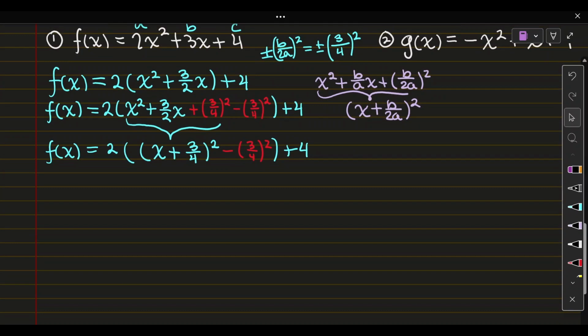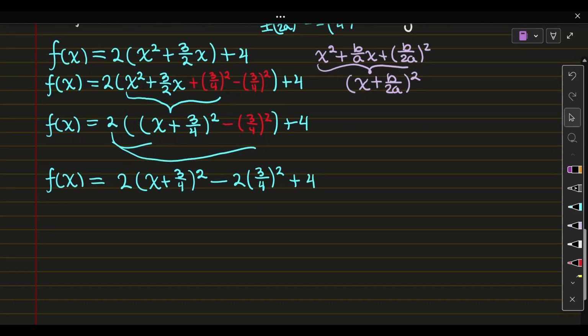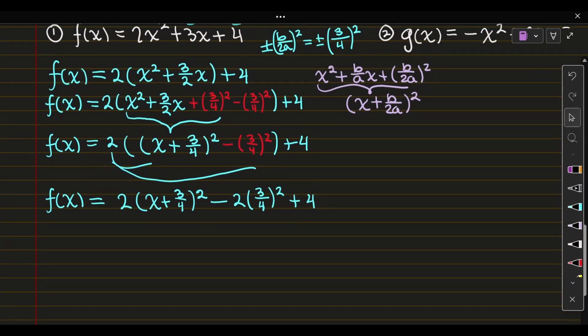So continuing here, I'm going to go ahead now and distribute this 2 to each of these. So I'll have f of x is equal to 2 times x plus 3 over 4 squared, and then it's going to be minus 2 times 3 over 4 squared plus 4. Okay, and I want to point something out really quickly.